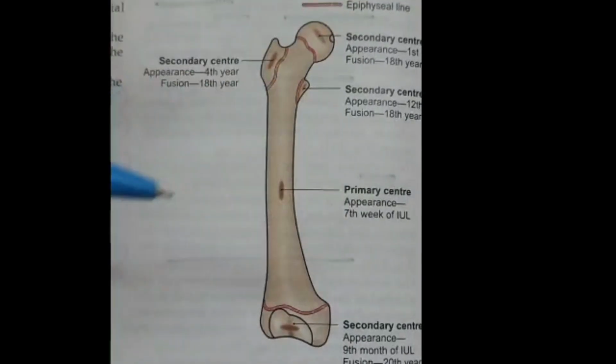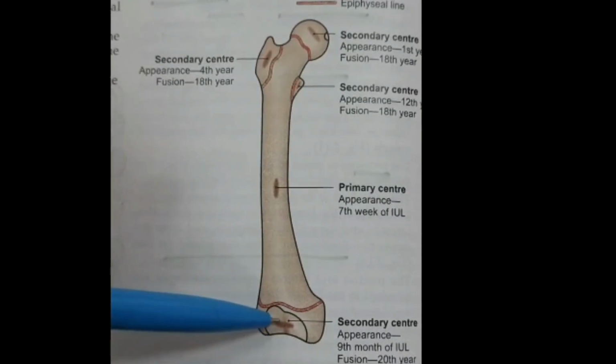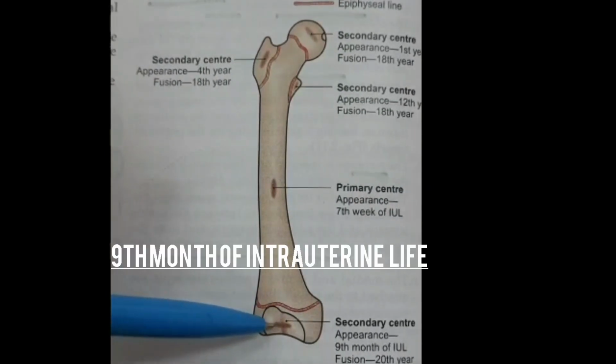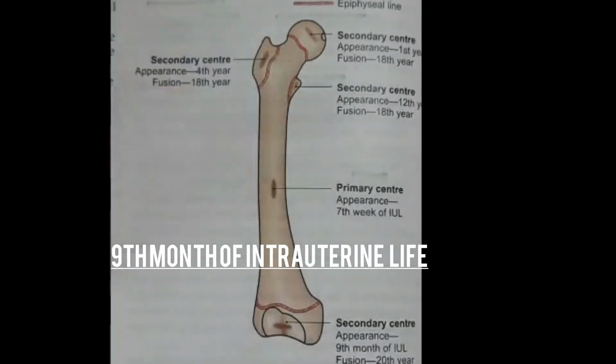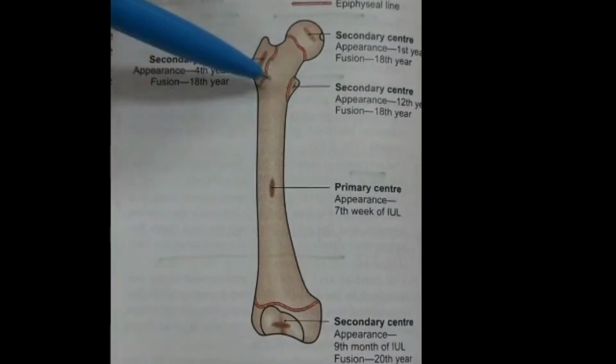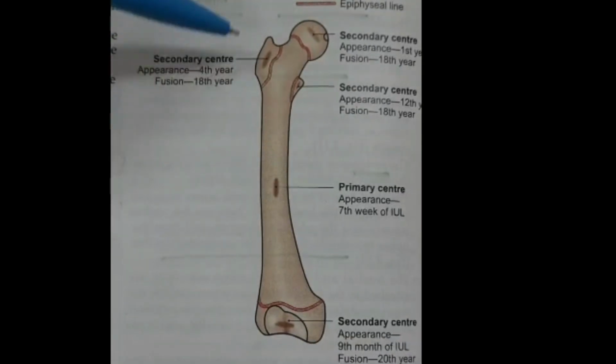Now here an important point to be remembered is that the secondary center for the lower end appears before birth, that is the 9th month of intrauterine life, while the secondary centers for the head, lesser and greater trochanter appear after birth at different stages.